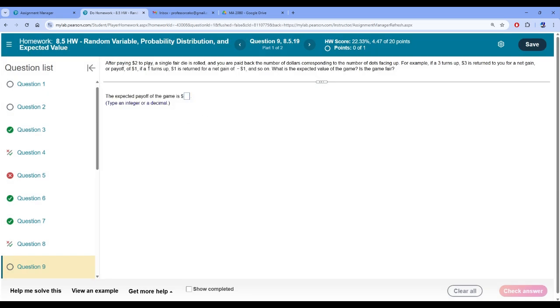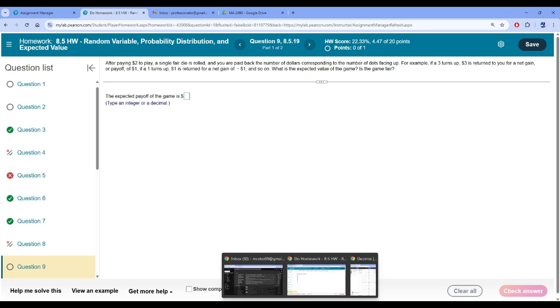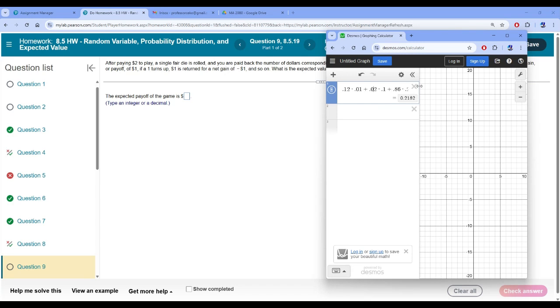After paying $2 to play, a single fair die is rolled, and you are paid back the number that corresponds to the number of dots facing up. For example, if a 3 turns up, $3 is returned to you for a net gain. Payoff $1 if 1 turns up. What's the expected value of the game? So let's do this. There are 6 outcomes, right? It's 1 plus 2 plus 3 plus 4 plus 5 plus 6, right?